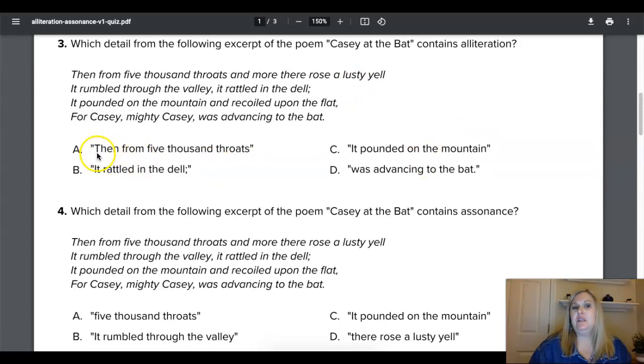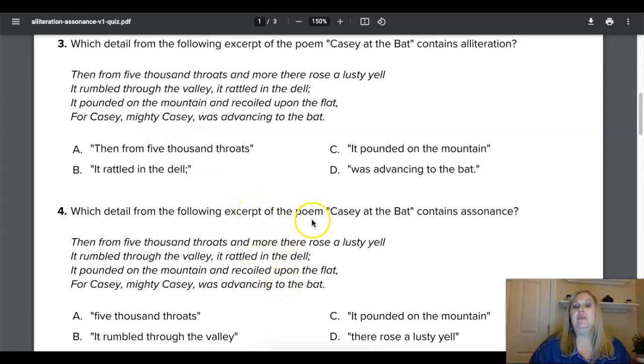So you're looking for the same consonant sound. If you see then from 5,000 throats, you've got then from 5,000 throats, and more like there rose a lusty yell. It rattled in the dale, you don't have the same consonant sounds. It pounded on the mountain, you don't. Was advancing to the bat? No, but then from 5,000 throats, this would be your answer, okay? Look at this next one.